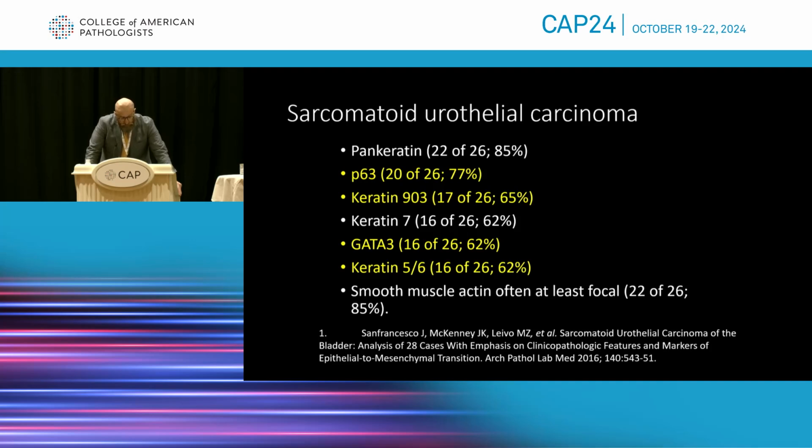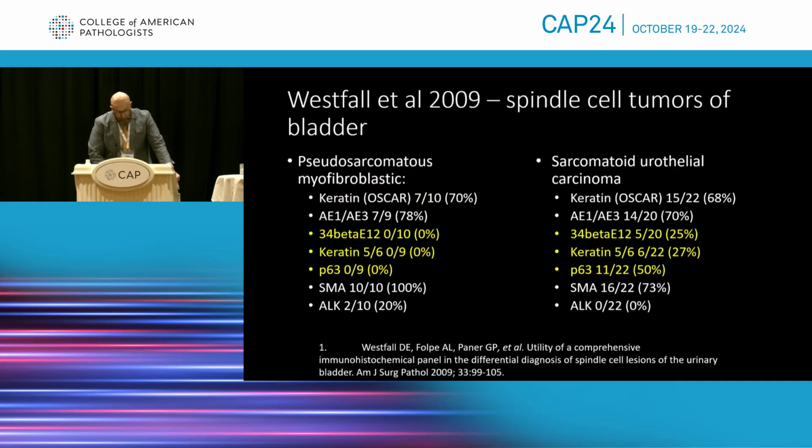tumors. So some immunohistochemistry that could help you in distinguishing sarcomatoid carcinoma from myofibroblastic proliferations. I've highlighted in yellow the ones that would differ between sarcomatoid carcinoma and myofibroblastic proliferations. The other ones could have some overlap, like smooth muscle actin could have some positivity in both, or pankeratin could have positivity in both. But if you use multiple urothelial type markers like P63 or high molecular weight keratin or GATA3, hopefully between them you can get at least one or two positive to support a sarcomatoid carcinoma.